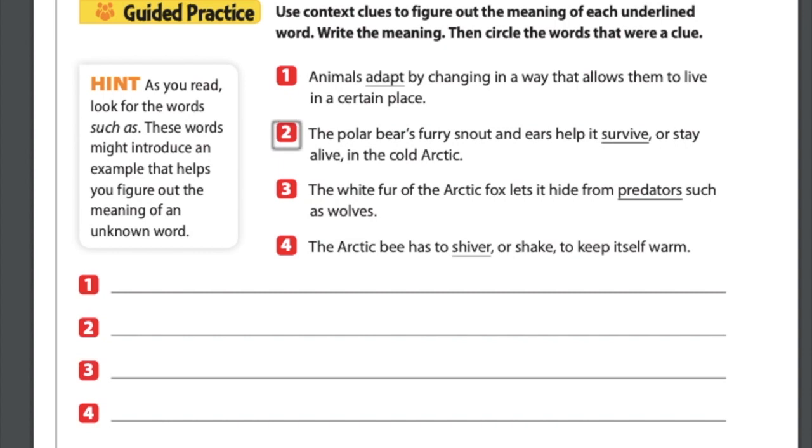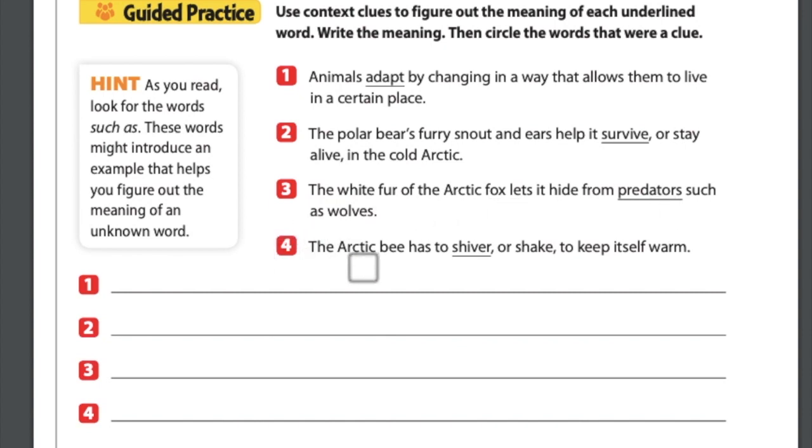Number two, the polar bear's furry snout and ears help it survive or stay alive in the cold Arctic. Well, survive is followed by this or stay alive. It's giving us a definition. So survive means to stay alive. Number three, the white fur of the Arctic fox lets it hide from predators such as wolves. Like it said, that such as is probably giving us an example. Predators such as wolves, well, wolves are enemies of a fox, so predators means enemies.